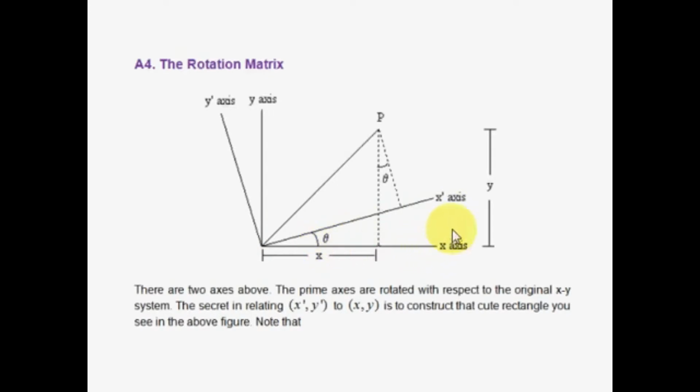So as x moves up to x prime through angle theta, y goes to y prime through angle theta. So this angle here is also theta. And the point P we're going to look at from 2 points of view in terms of x and y and in terms of x prime and y prime. You might think of x and y as English and x prime and y prime as French, and we want a translation, a dictionary, to go from one set of coordinates to the other.